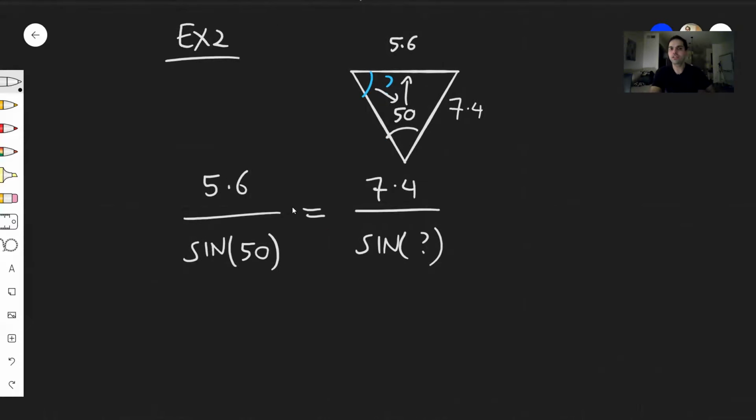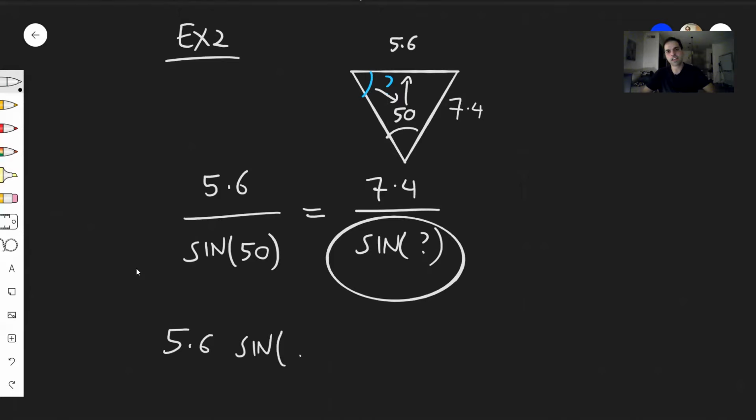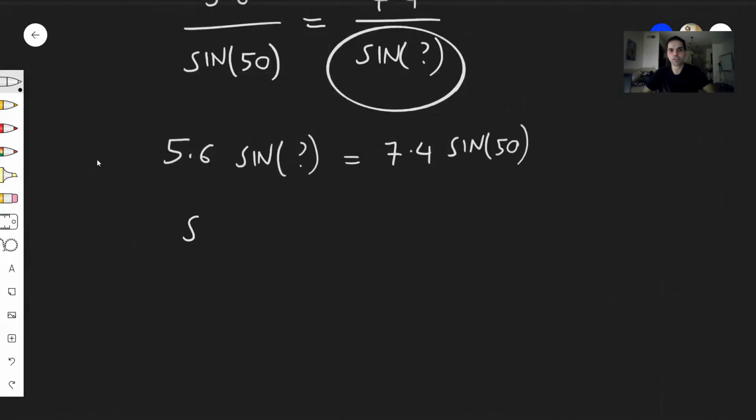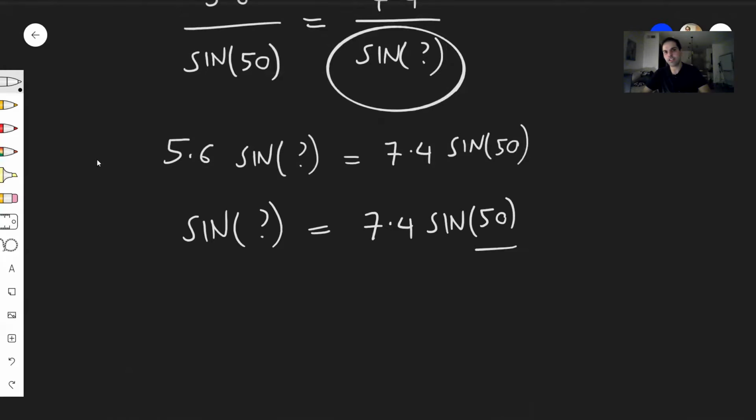And again, you can cross multiply and you find 5.6 times sine of question mark equals 7.4 times sine of 50. And therefore, sine of question mark equals 7.4 sine of 50 divided by 5.6. But we do have a little problem, because then we get sine of question mark equals 1.01.